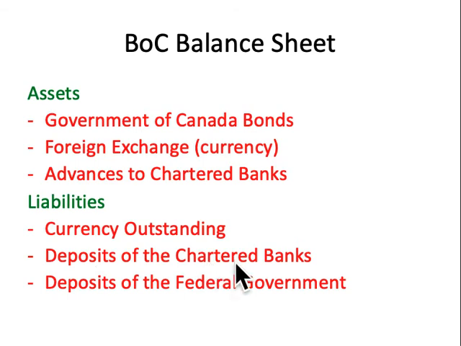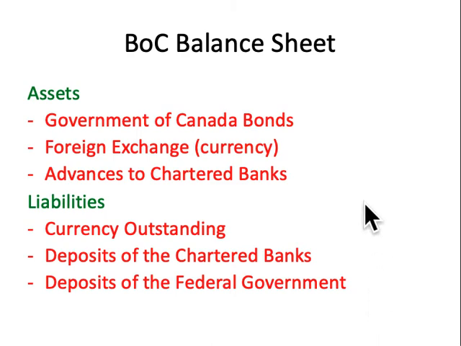Deposits of chartered banks and deposits of the federal government are liabilities for the Bank of Canada because this means that they have to pay back the charter banks and they have to pay back the federal government the deposits, which I hope is fairly straightforward. The same as if you deposit money into your bank, that's a liability for the bank because they owe you money now. So they're basically borrowing money from you. So here, the Bank of Canada is borrowing money from the charter banks, and it's borrowing money from the federal government.